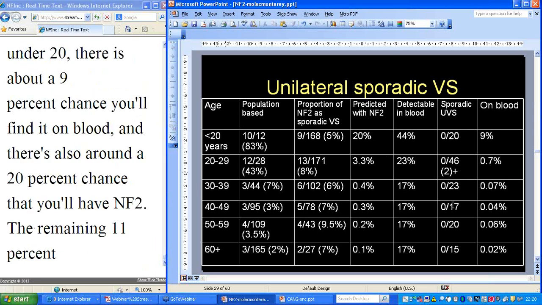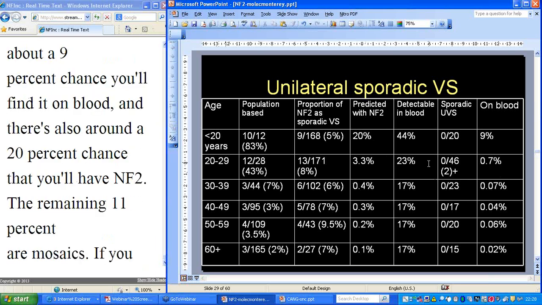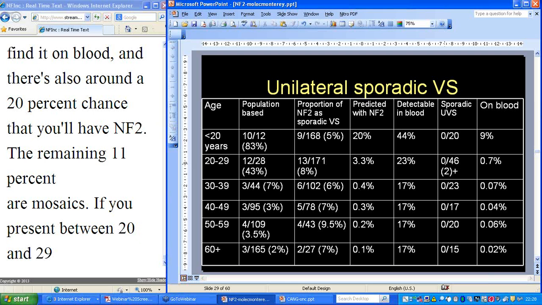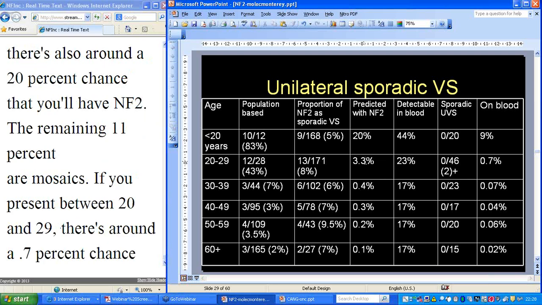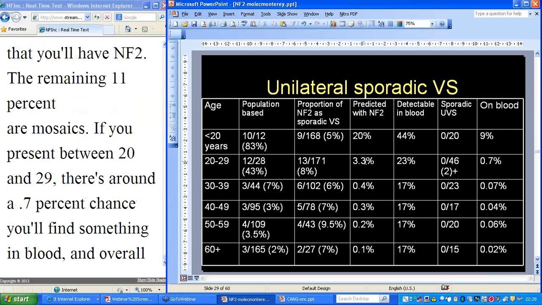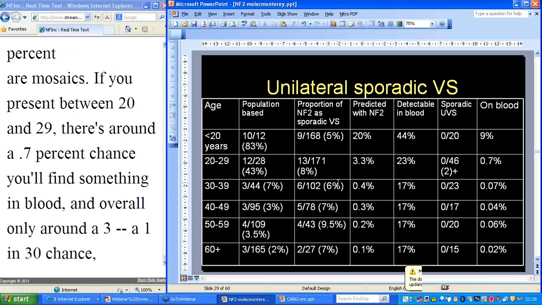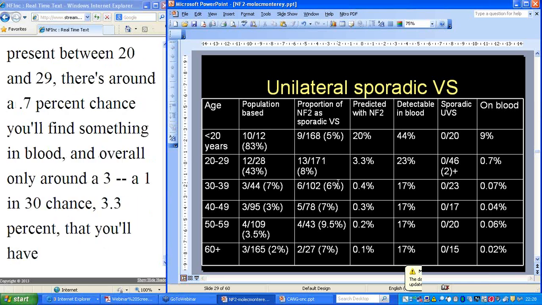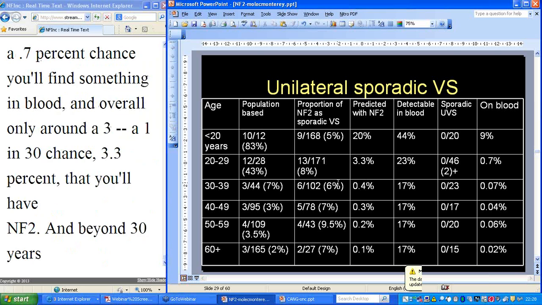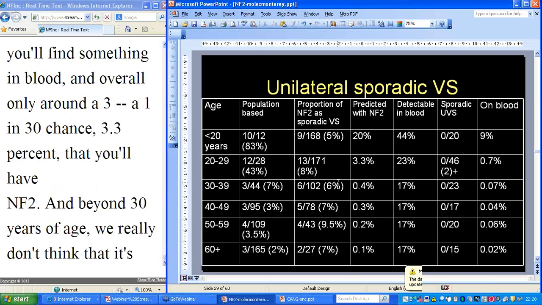If you present between 20 and 29, there's around a 0.7% chance you'll find something in blood, and overall only around a 1 in 30 chance, 3.3%, that you'll have NF2. And beyond 30 years of age, we really don't think that it's worth worrying about NF2 because the risks are well below 1 in 100.